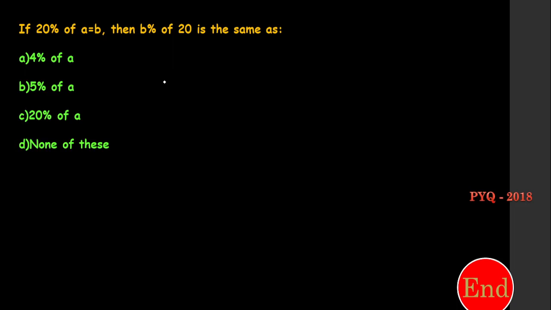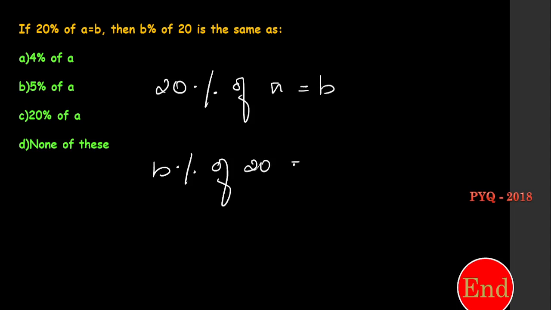With these kinds of questions, first of all, we need to write this equation. 20% of A is equal to B. Then B percent of 20 is equal to what? This is what the question asks.